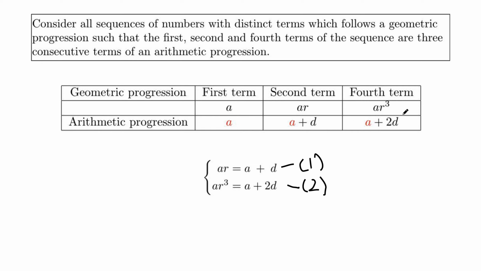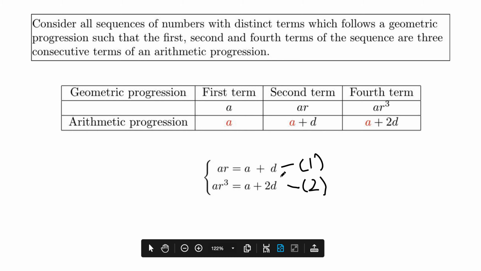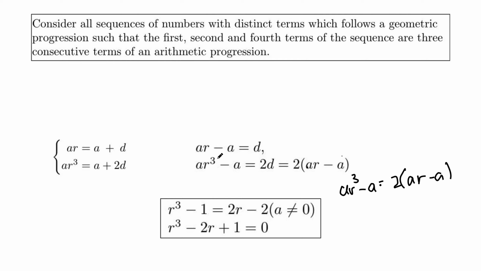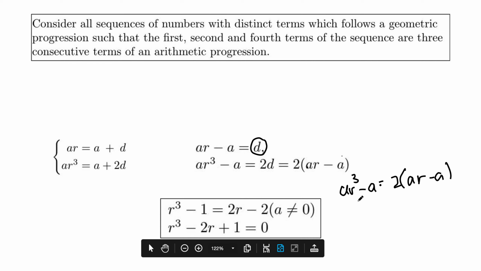If we compare the second term and the fourth term, we have two different ways of expressing it. The first one is AR equals A plus D, and the second is AR cubed equals A plus 2D. Next, we want to express both equations in terms of D. The first is AR minus A equals D, just by moving the A over to the left side. The second is AR cubed minus A equals 2D. Then we can sub in this value of D into the second equation to get AR cubed minus A equals 2 times AR minus A.